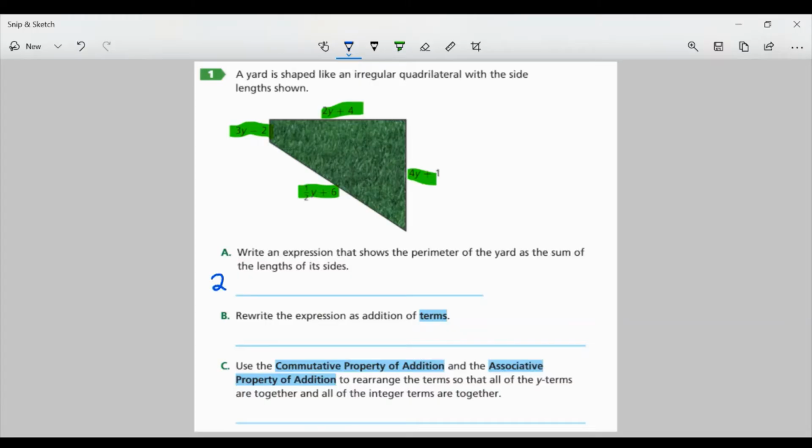So I have 2y plus 4, plus 4y plus 1, plus 1/2 y plus 6, plus 3y minus 2.